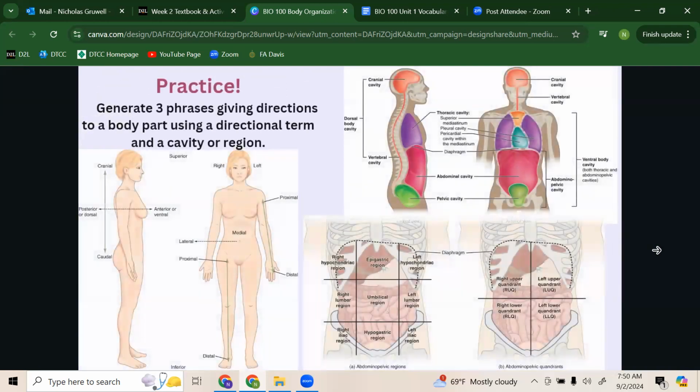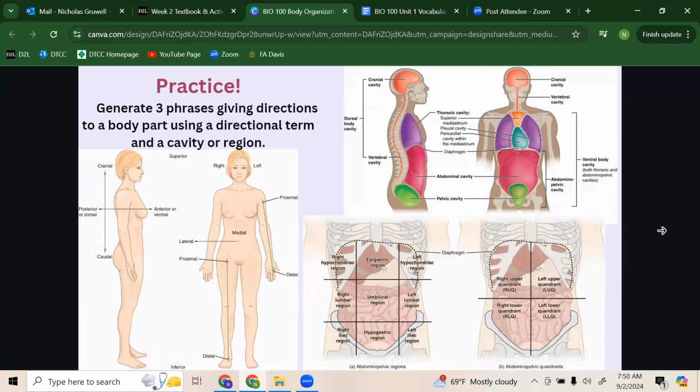Okay, this is just an opportunity for a little bit more practice. So try to use your directional terms, your body cavities, and your regions and quadrants. Use the cavities and regions and quadrants as your reference points and compare them using your directional terms. See if you can try to get one for each pair or at least 3. So go ahead, if you want to do that now, take a pause and then start again when you're ready.